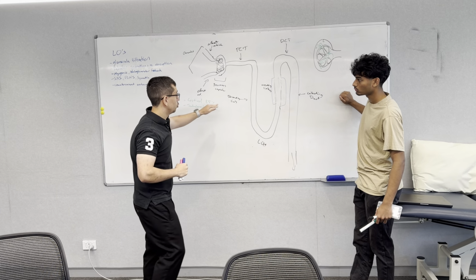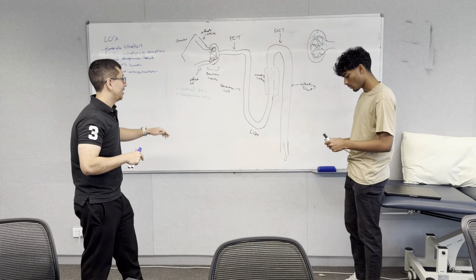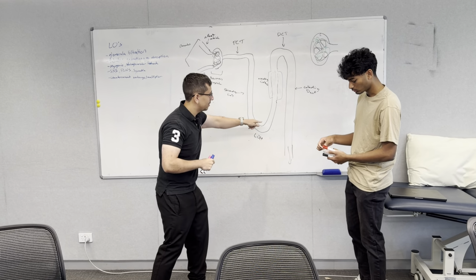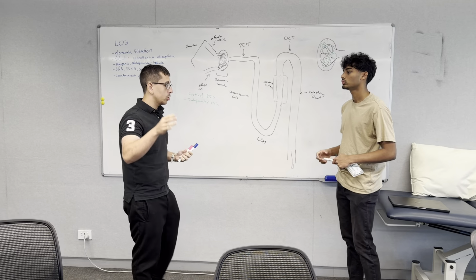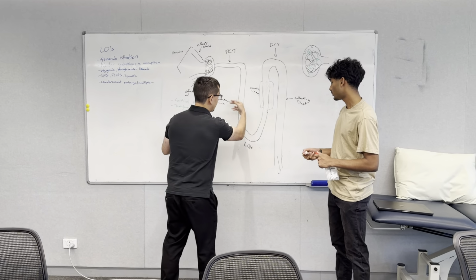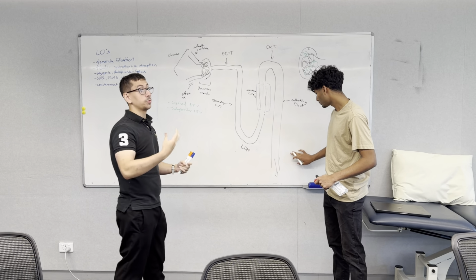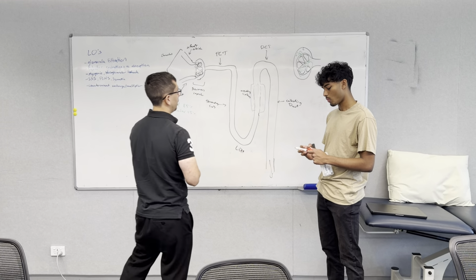Why do we have a long loop of Henle? You will see now that the loop of Henle is the major site for water movement and change in osmolarity. We're trying to concentrate the urine. So the longer the loop of Henle, the more we can concentrate the urine, going from low osmolarity to high osmolarity, so water comes out of the descending limb and gets reabsorbed back into our blood vessels and our circulatory system.